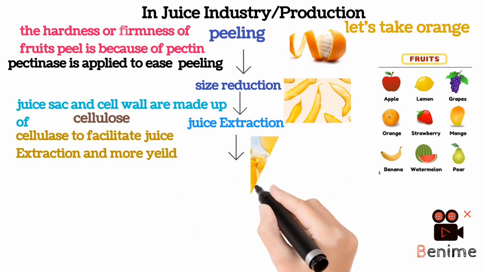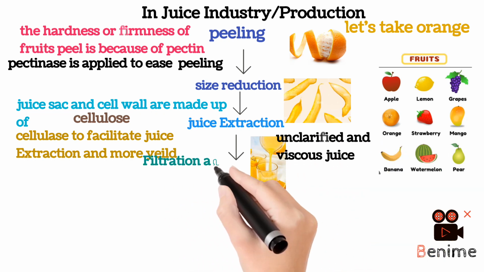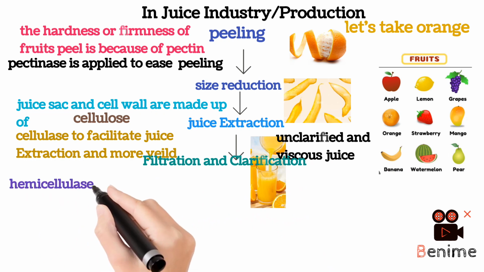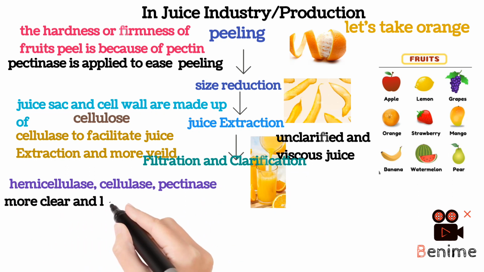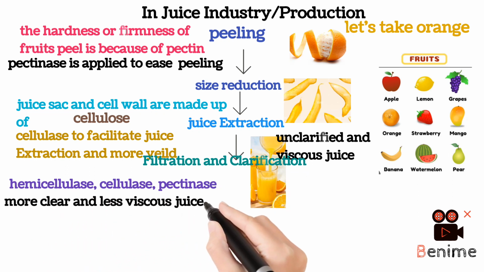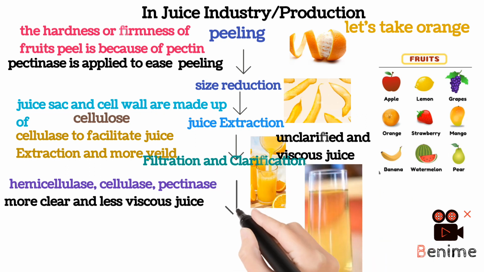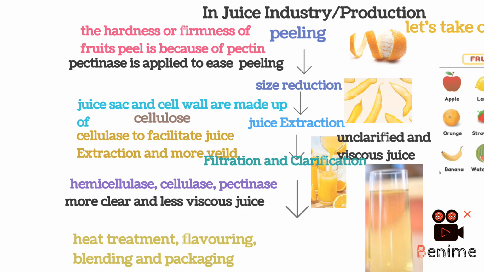We will obtain an unclarified and viscous juice, which most of the time consumers reject. We need to clarify and reduce the viscosity. Hemicellulase, cellulase, and pectinase can be used to obtain a clear and less viscous juice. Other operations include heat treatment, flavoring, blending, and packaging.